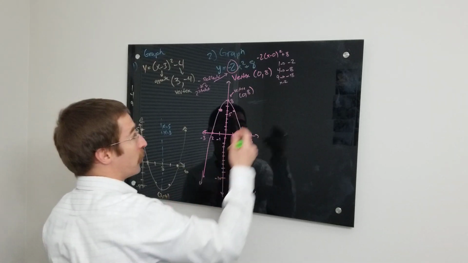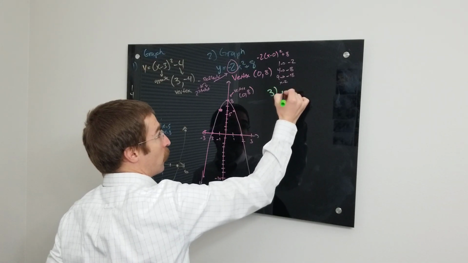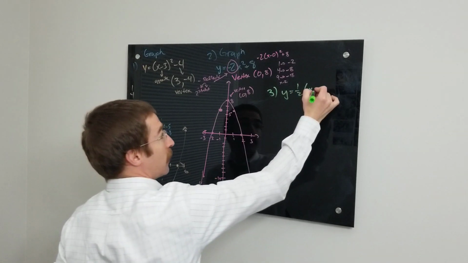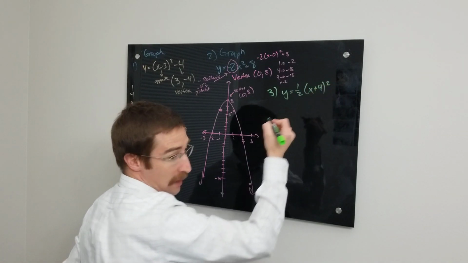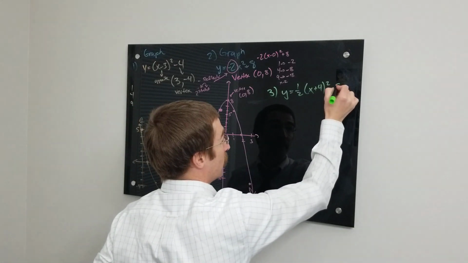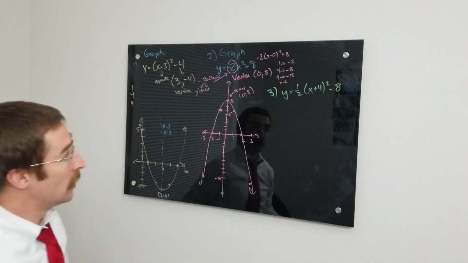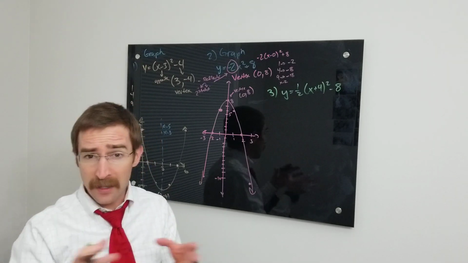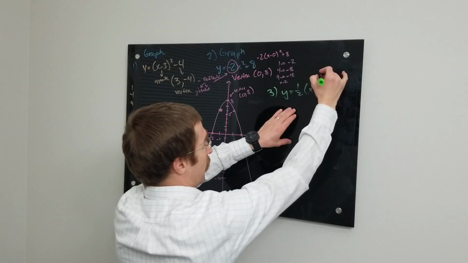So here, problem 3, we have y equals 1/2 times (x plus 4) squared minus 8. Looking at this, remember the first thing we want to do is find the vertex. To find the vertex, we look and we say, aha!